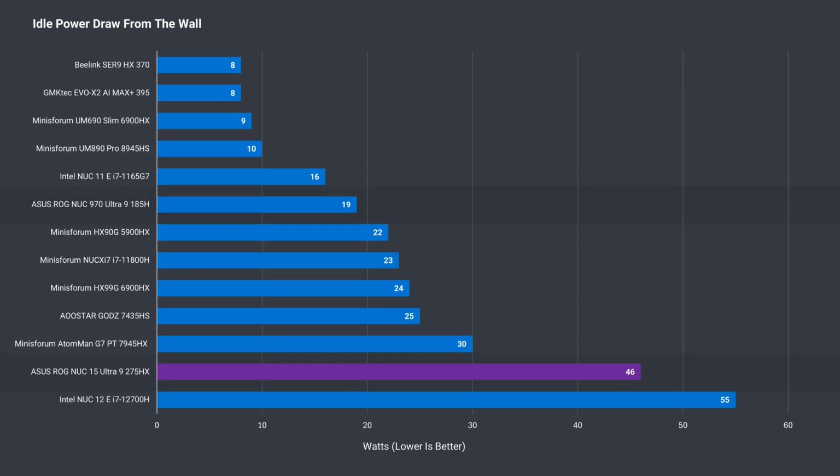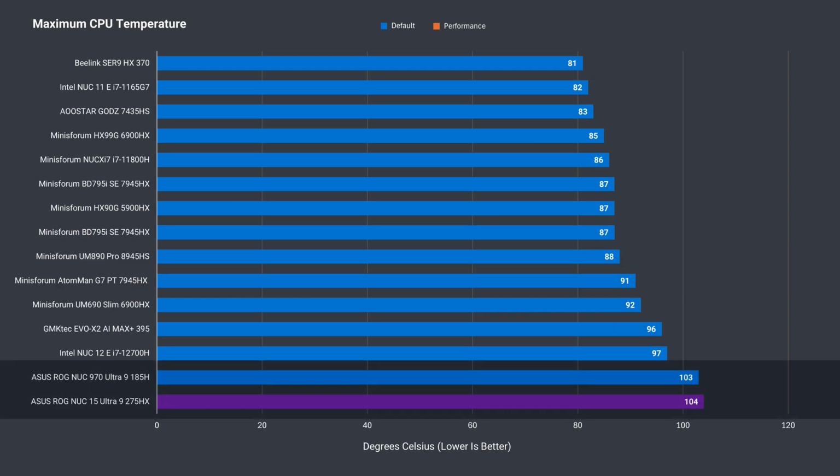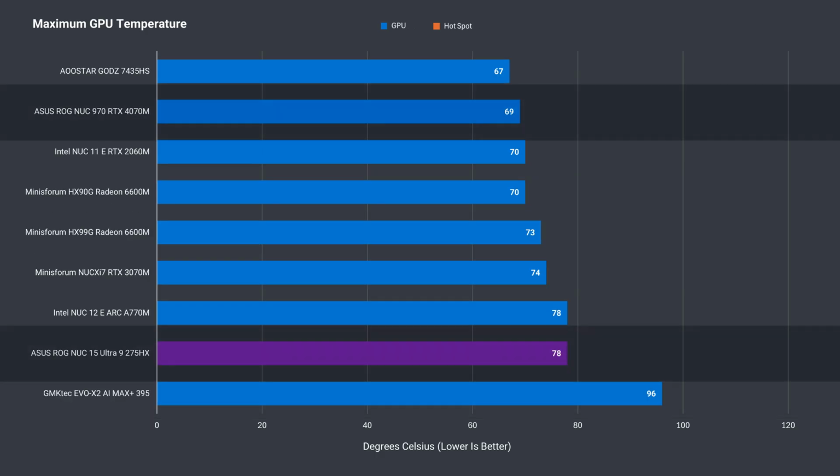Idle power draw has gone up a lot over the previous model, as has the maximum, which recorded 345 watts from the wall. And just like last year, the CPU gets hot under load, hitting a maximum of 104C, which explains why there wasn't any improvement when I used performance mode in Armoury Crate or the BIOS. Maximum GPU temp hit 78C. Unfortunately, Nvidia doesn't show the hotspot temp.